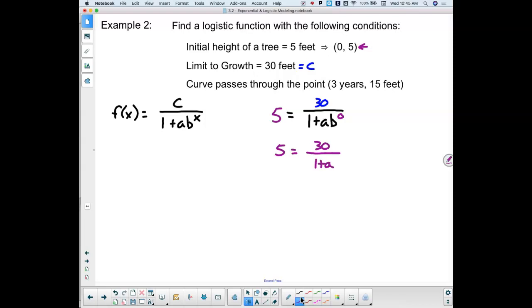Flip those two. Okay, so then this gets me 1 plus a equals 30 divided by 5. 30 divided by 5 is 6. So minus 1, a equals 5 then. Agree?